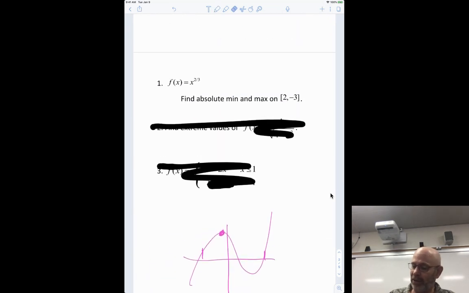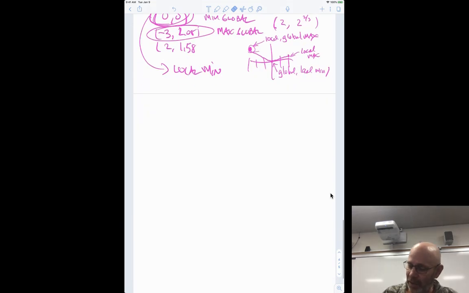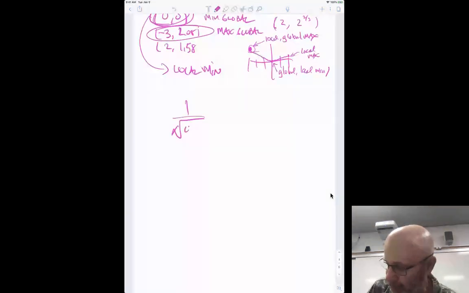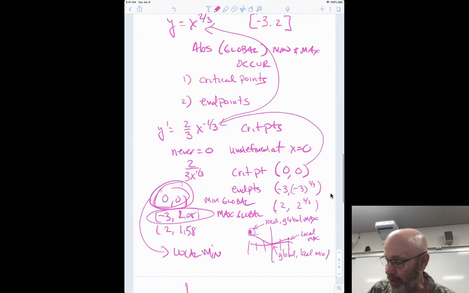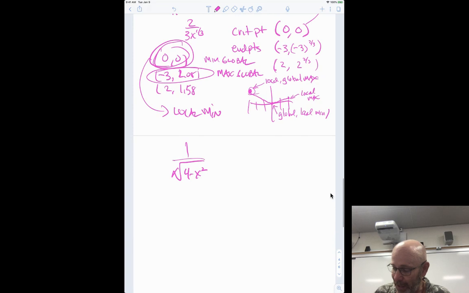All right, so let's go one more here. 1 over the square root of 4 minus x squared. All right, notice this one doesn't give you an interval, but there is an interval because there's a domain. So one thing is I must consider the domain. It looks to me like x has to be between -2 and 2. Not including -2 and 2 though, because those will give us 0, and then we'll have 1 over 0.